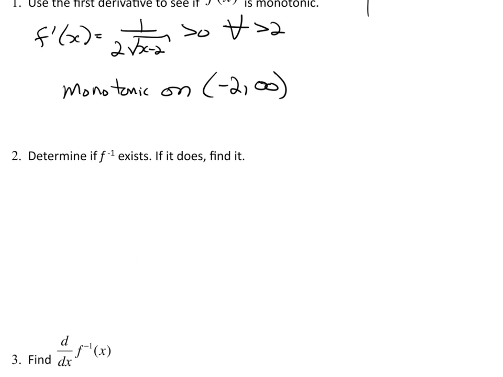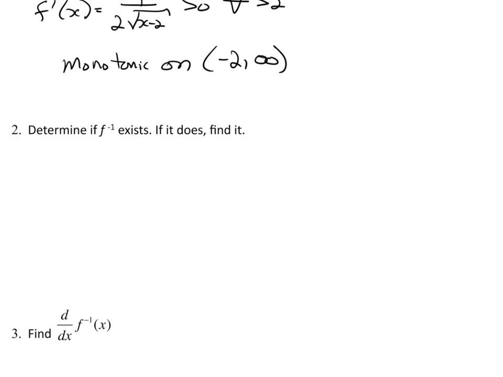So now I want to determine if the inverse exists. If it does, find it. Well, I just did. Determining that it is monotonic tells me that it's a one-to-one function, so yeah, it exists. So I'm going to go ahead and figure out what it actually is.